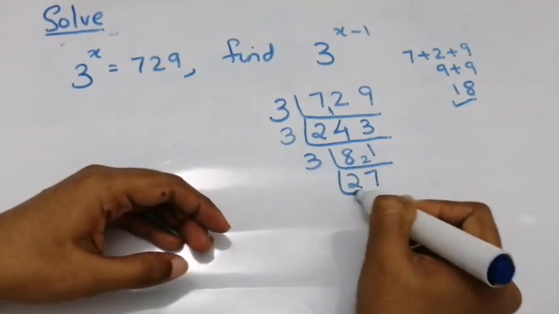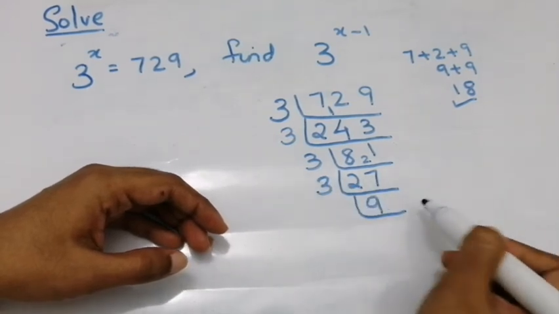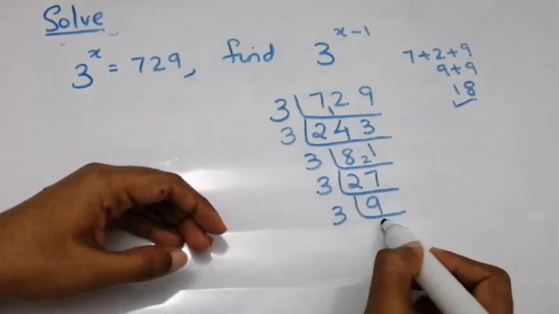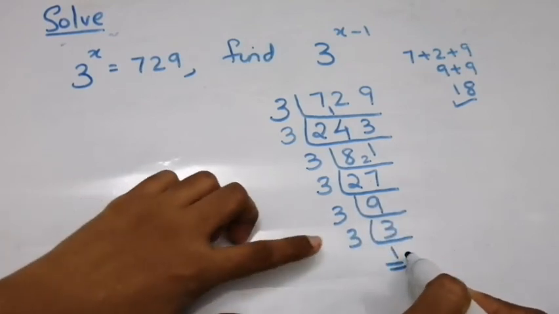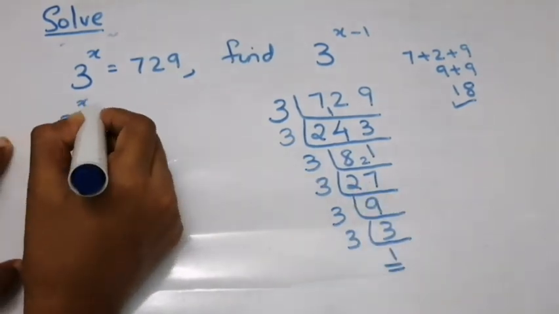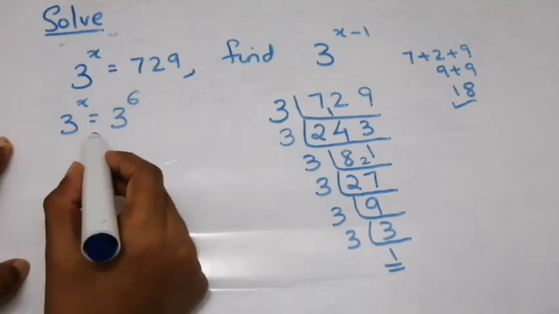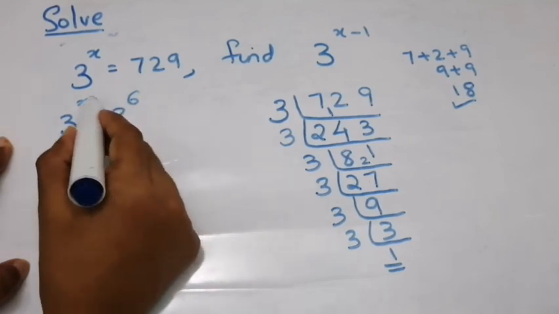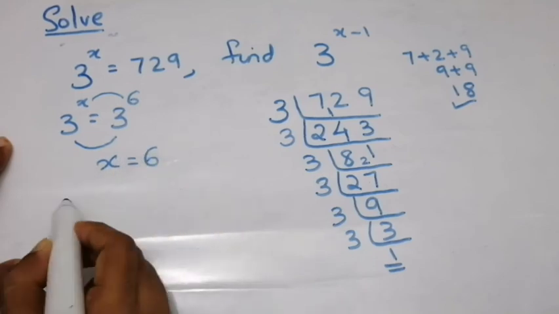3 7's are 21. Again, this one will go. 3 9's are 27. 3 3's are 9. 3 1's are 3. So how many 3's are there? There are 6 3's. So I am writing 3 to the power x is equal to 3 to the power 6. So we know the bases are same. Therefore the powers are also same. So I can write x is equal to 6.